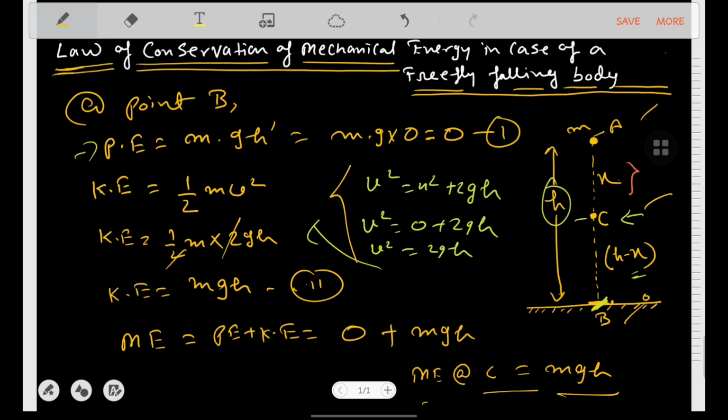This proves the total mechanical energy of the body throughout the free fall is conserved. I repeat, the total mechanical energy of the body throughout the free fall is conserved, just because at point A, at point C and at point B, that means from A we are going to throw the ball towards the ground, and point B is where it will touch down on the ground, and at C we considered the object to stay there. So at all these points we have the same value of mechanical energy, equal to mgh.